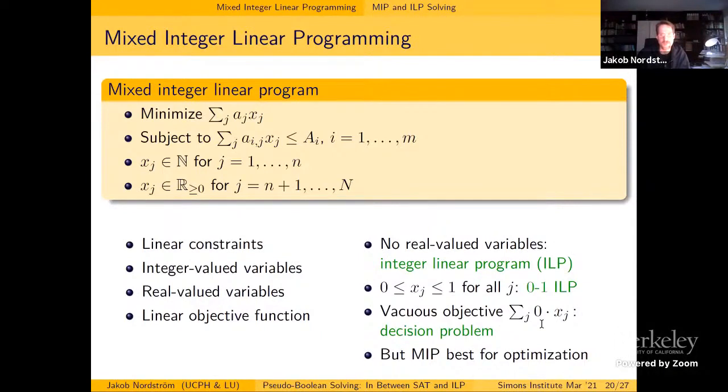But it turns out that MIP solvers are not so good for decision problems. They really use the objective function heavily to guide the search. So it's not so hard to find decision problems where pseudo-Boolean solvers will beat MIP solvers, but finding optimization problems where pseudo-Boolean solvers are better is not so easy.